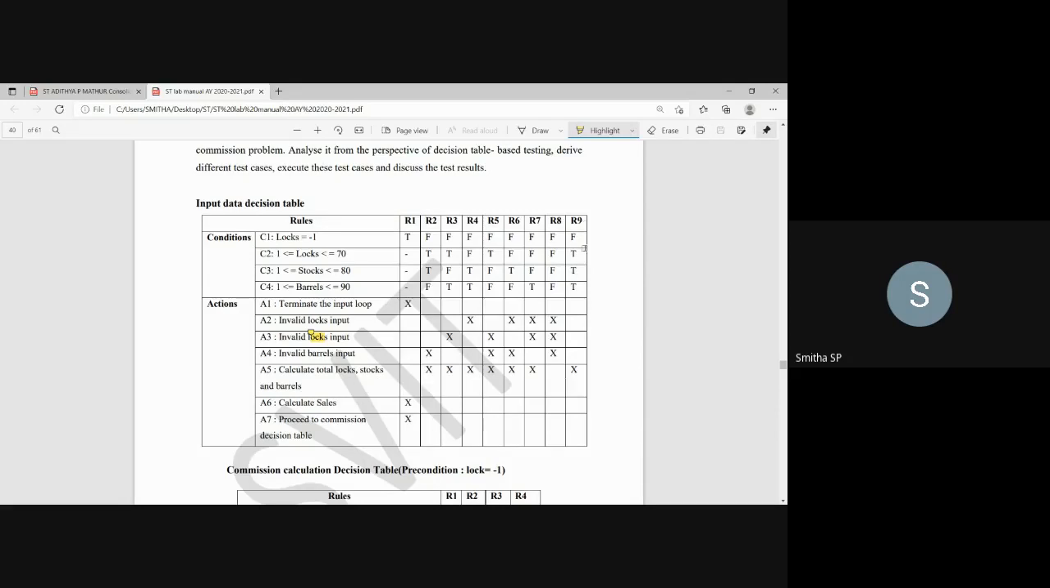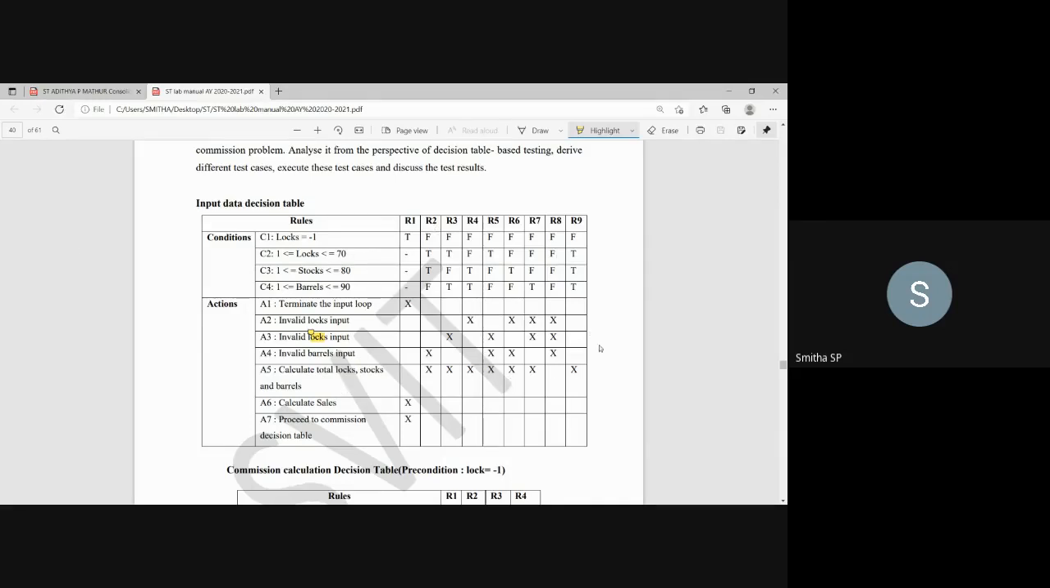Okay, and coming to rule 9, the condition logs equals -1 is false, so you are allowed to make an entry for the logs, stocks, and barrels since you enter the loop. So the values you have entered for logs, stocks, and barrels are valid. Then C2, C3, C4, all three conditions will be satisfied, so C2, C3, C4 are true. For that you have to update the total logs, total stocks, and total barrels. For that, action 5 has been marked.